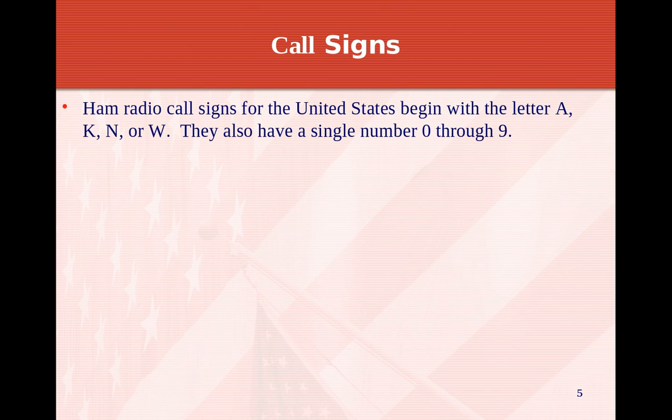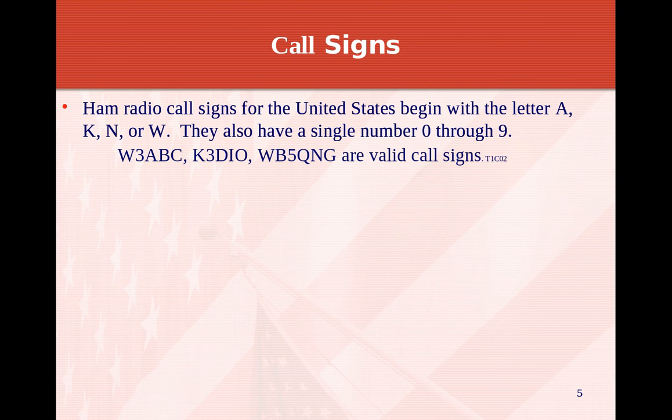Okay, ham radio call signs for the United States begin with the letter A, K, N, or W. They also have a single number 0 through 9. W3ABC, K3DIO, WB5QNG are all valid call signs.